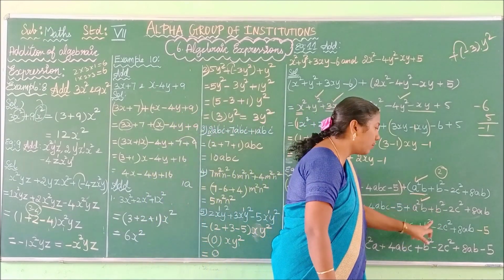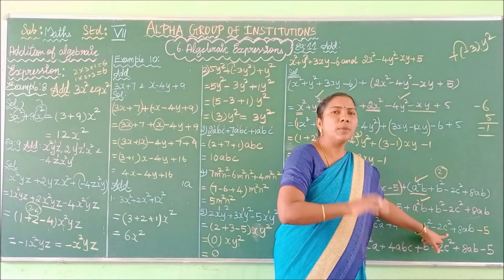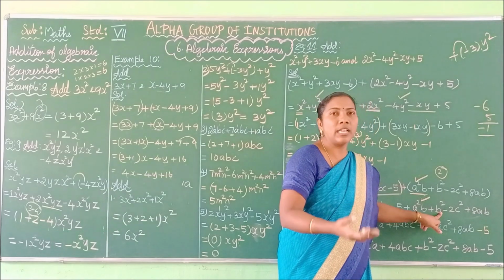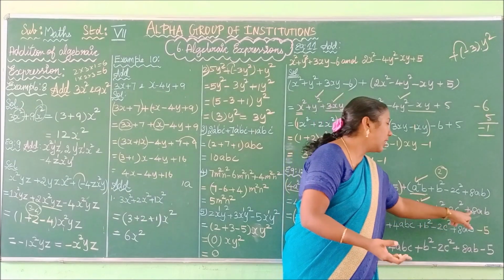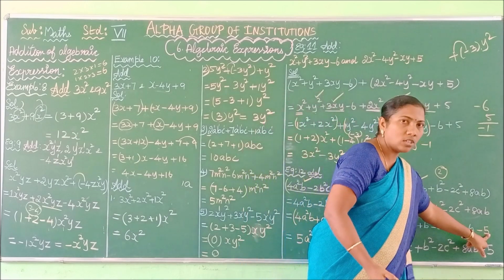Okay. Next write b square. Next write minus 2c square. Why are we writing the term as it is? Because there is no other term containing the c square as a factor. Okay. Next plus 8ab. At last you are writing the constant minus 5.